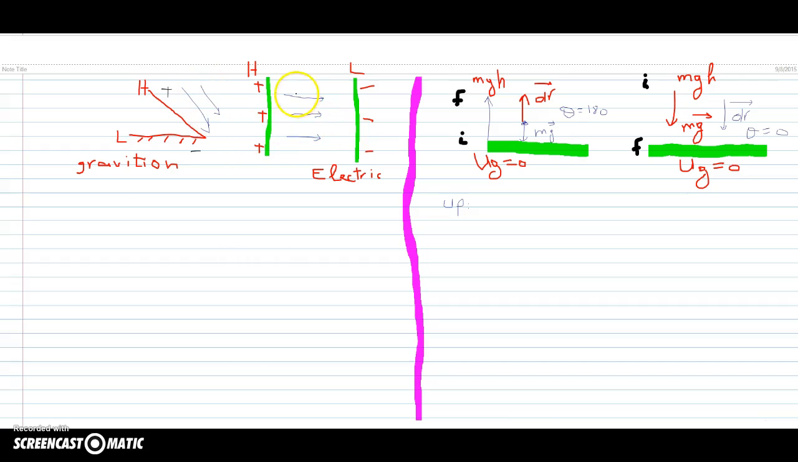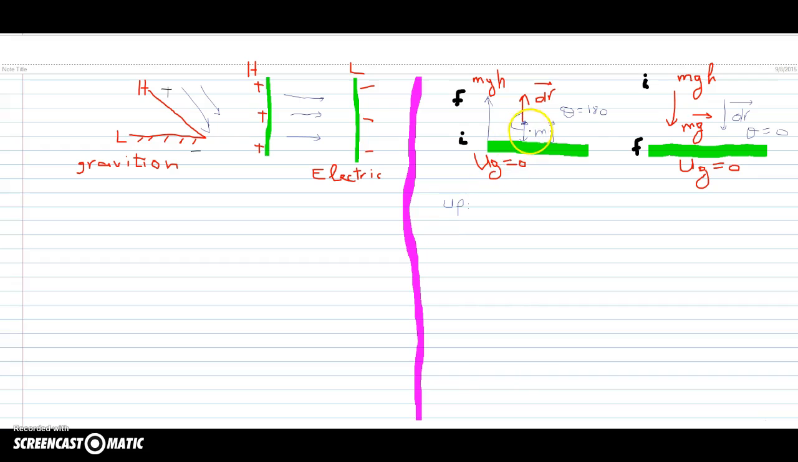Okay, same picture. Now let's evaluate the change of gravitational potential energy versus the work done by the gravitational force on a particle going up and down. And I want you to notice this fundamental characteristic. So here, in this picture, the particle is going up, and therefore the displacement dr is up. By nature, mg is always towards the ground, so the angle here is 180.